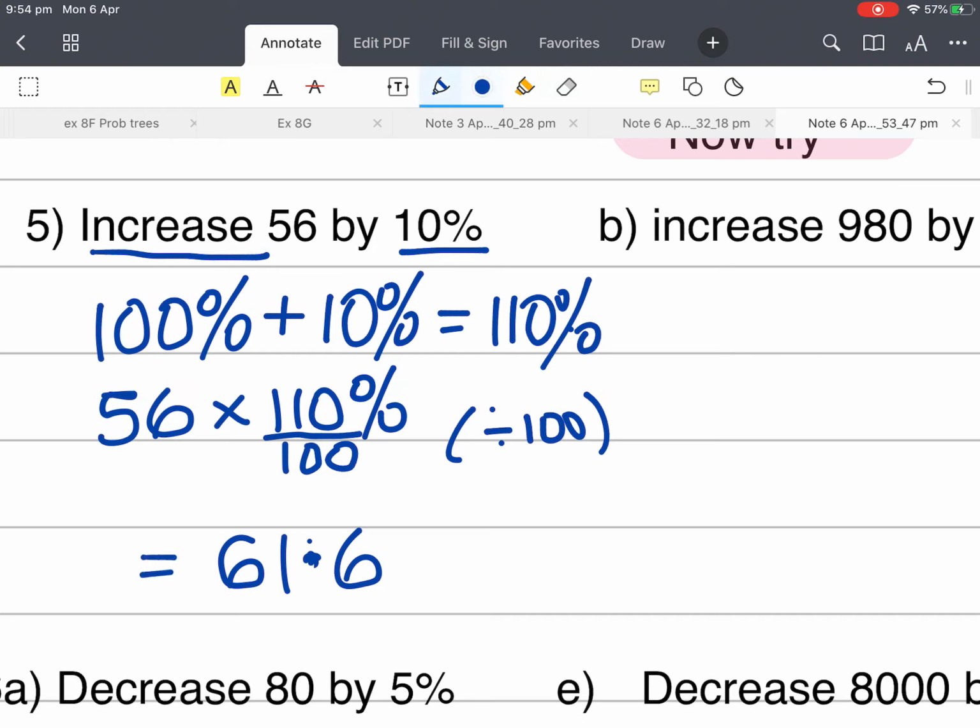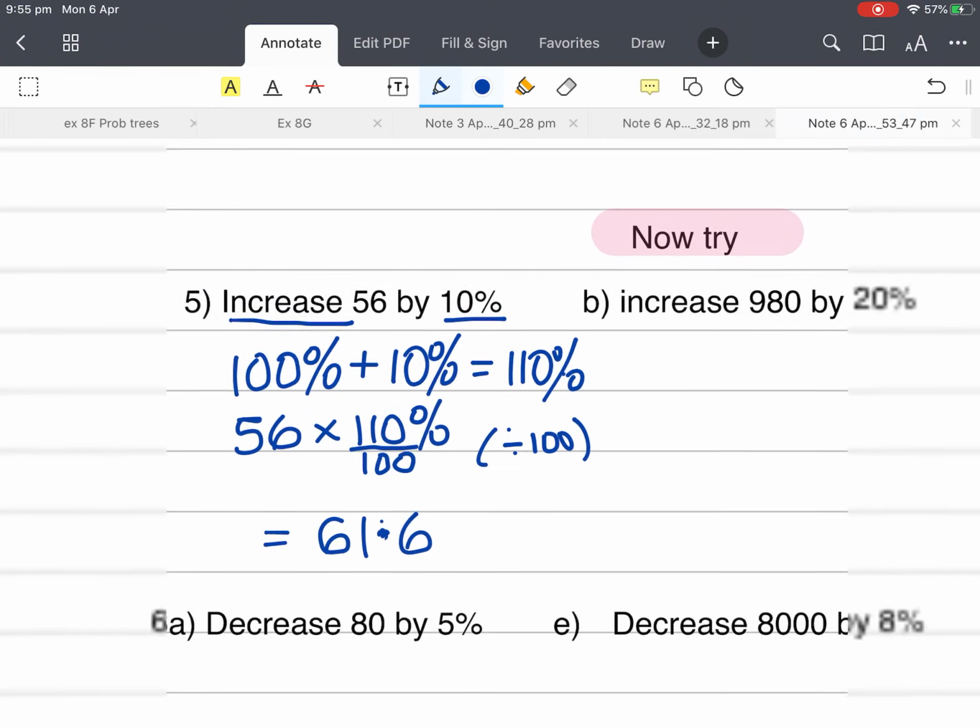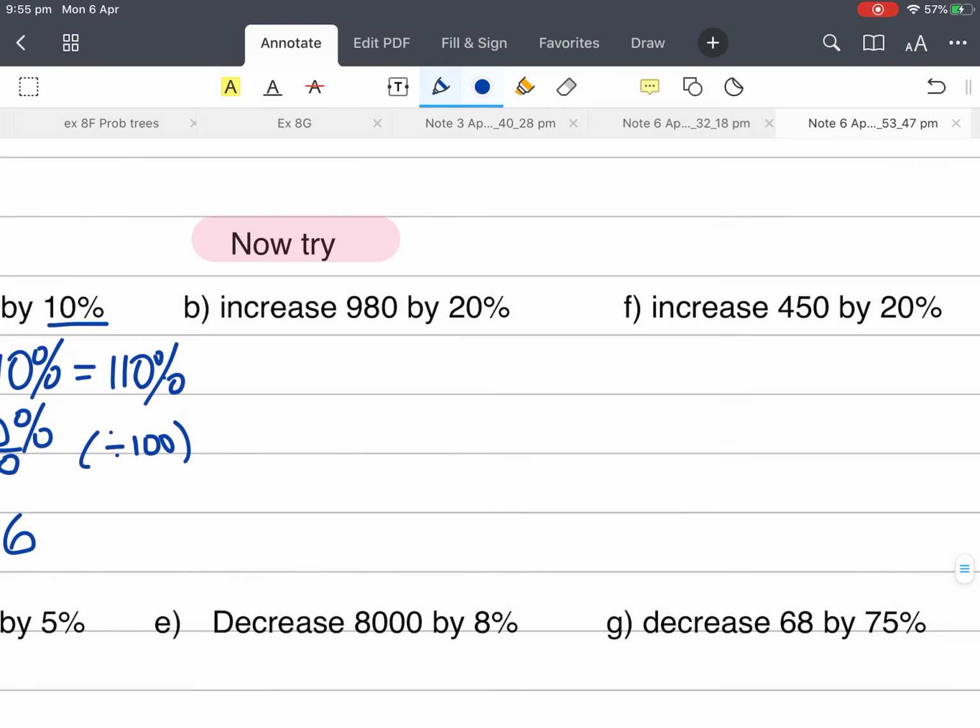Let me just move that equal sign down so it's a bit closer. Okay, now in the question it just said increase 56 by 10%, so there's no dollars or units of any kind, so my answer is just 61.6. Okay, can you try and have a go now at questions B and F on your own? So pause the video now and have a go at B and F.